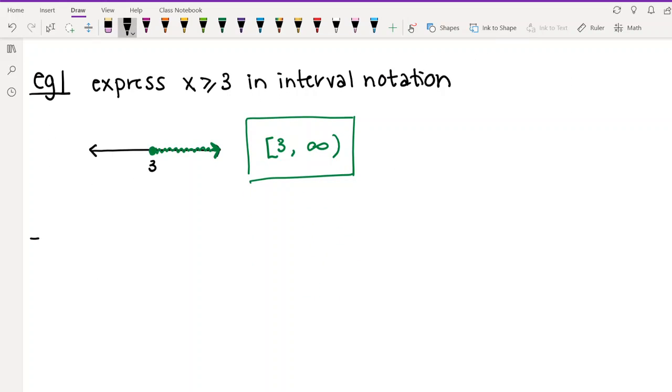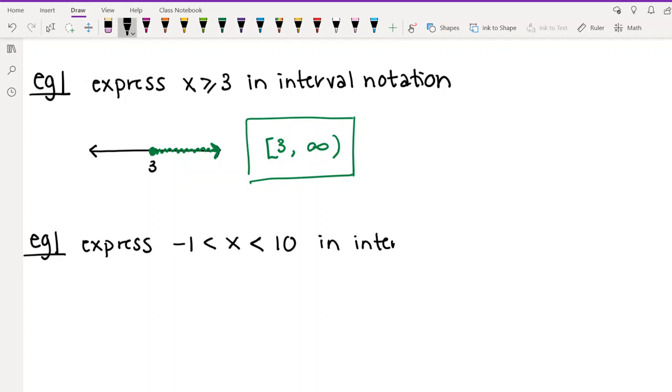Okay, let's do another few. And I would encourage you, if you feel like you really have the hang of this, to try these yourself. So let's express the inequality -1 is less than x is less than 10 in interval notation. So we're basically just saying x is between -1 and 10. Okay, so what would this look like as a number line? Well, we would want to put the numbers -1 and 10. And when we shade this, we're not going to include them. So we're going to leave open circles on -1 and 10 because we didn't have an equal sign here. We just had less than.